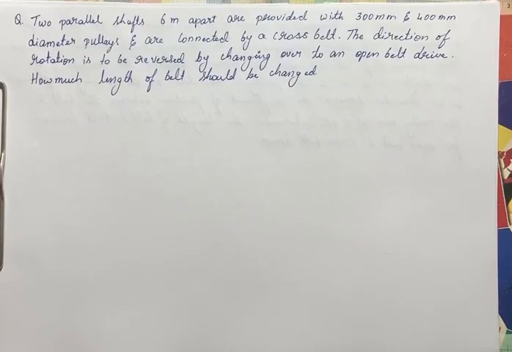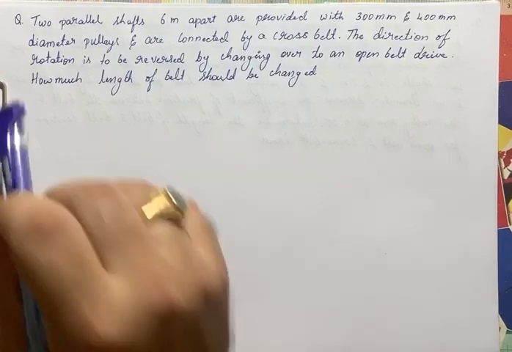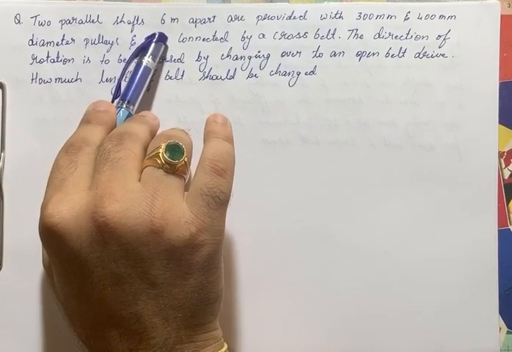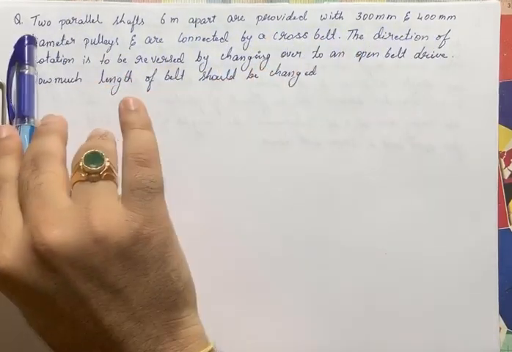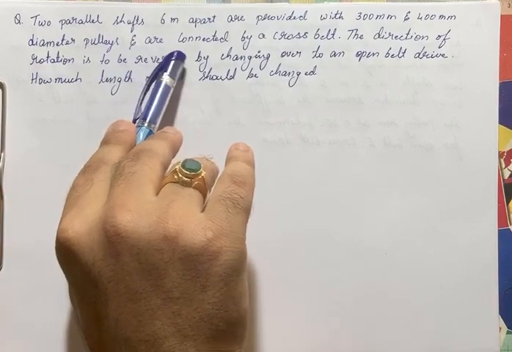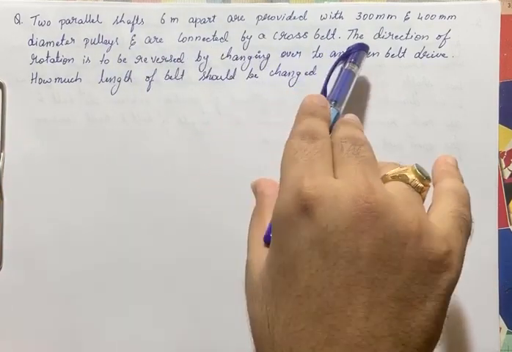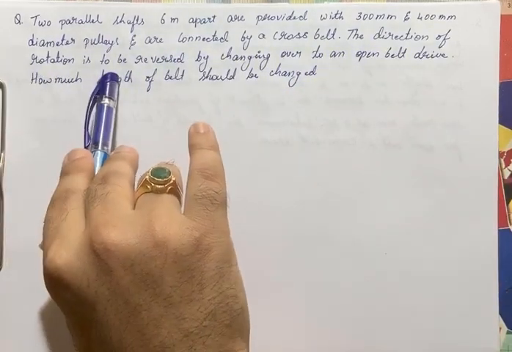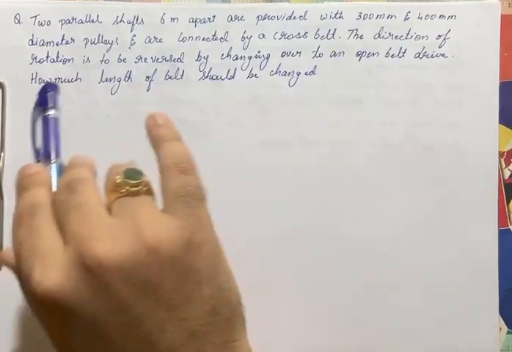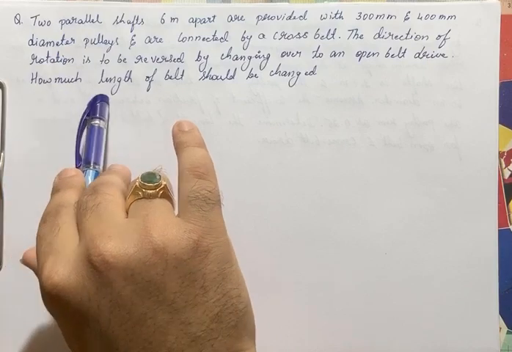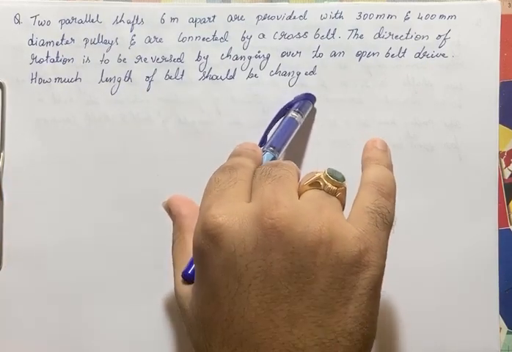Hello everyone. In this video, we are going to continue the numericals on belt drive. The question is like this: two parallel shafts 6 meter apart are provided with 300 mm and 400 mm diameter pulleys connected by a cross belt. The direction of rotation is to be reversed by changing over to the open belt drive. How much length of belt should be changed?